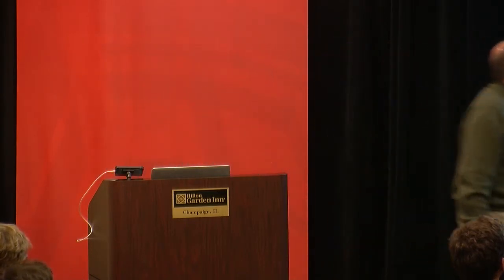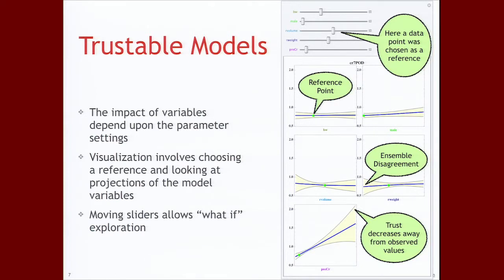So trustable models, this is the response plot explorer, but basically here you see the illustration of this collection of models. You have a prediction, but then we also see disagreement as we move away from the truth point. Here we've used an actual sample point, the green dot. As we move away from it into unsampled space, the agreement disappears, okay?